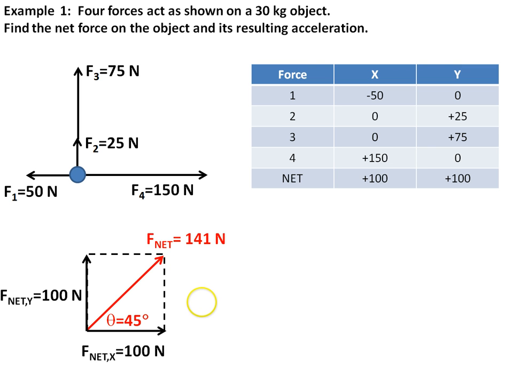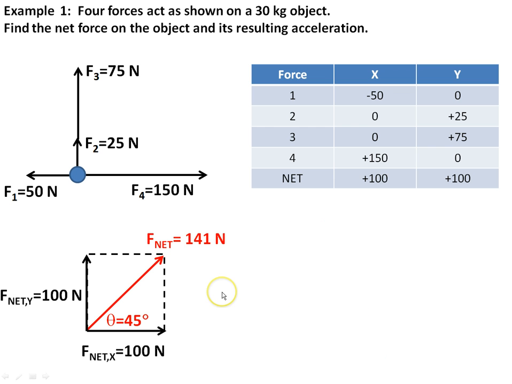Okay, this happens to be a special triangle, doesn't it? It's a 45, 45, 90 triangle. And so the net force here happens to be 141 newtons. Okay, so by the Pythagorean theorem you can determine 141. By an inverse tangent you can get 45 degrees, or you can just recognize the triangle.